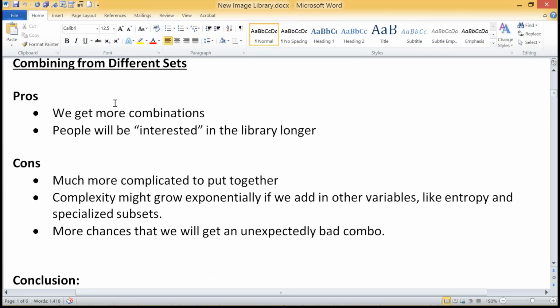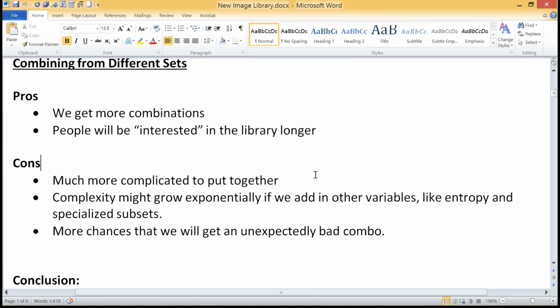So here are the pros and cons of not pre-pairing. In this case, you would have different categories of photos, and we would dynamically pair them. Right after a person does a session, just throw together two targets from two different categories. So the advantages are we get more combinations with fewer photos. We could theoretically have 100,000 different combinations or whatever. People might stay interested in the target longer because they almost never see the same target pair together.